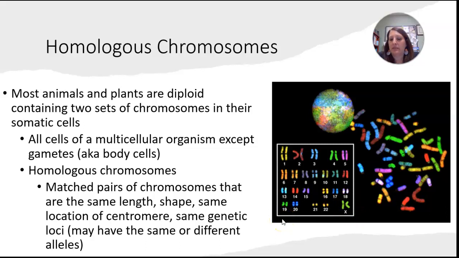We see homologous pairs of chromosomes. So remember, that term homologous means pairs of chromosomes. They're going to be the same size, the same length, the same shape. They'll have the same location of the centromere, and they have the same genes. So they have the same genetic loci. They may have the same or different forms of those genes, and those are called alleles.